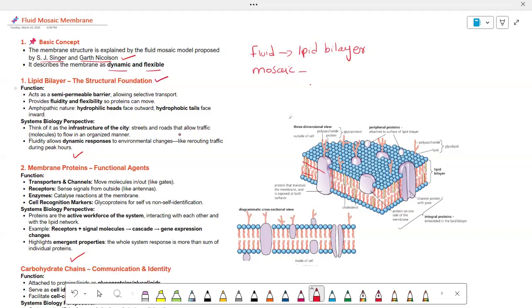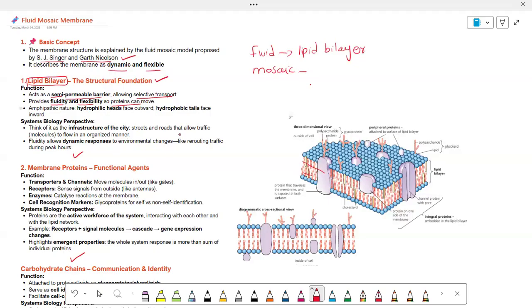The lipid bilayer, as I already told you, is actually a phospholipid bilayer. It forms two layers, that's why we call it a bilayer. It acts as a semi-permeable barrier, allowing selective transport. It controls which components have to come in or go out of the cell. So it is selective transport. It also provides fluidity and flexibility, so the proteins that are embedded in the membrane can move.